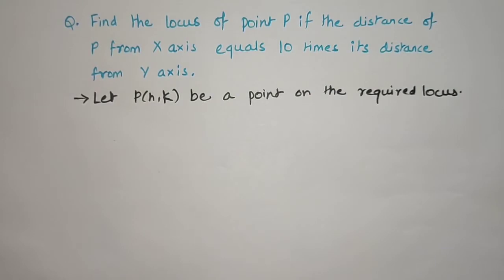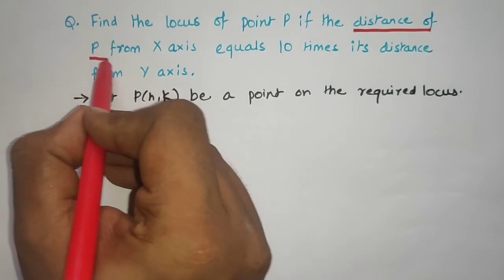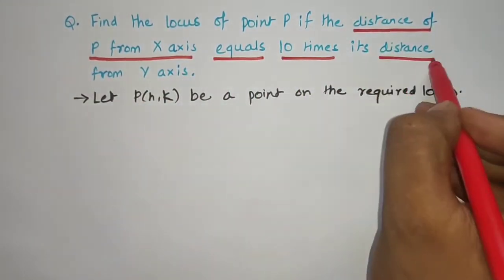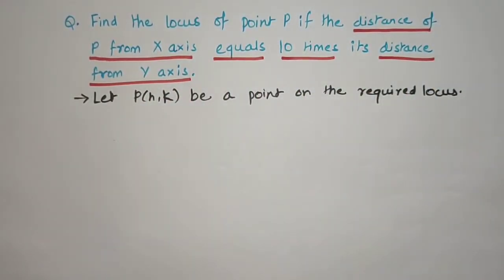Now that the first step is over, what is your second step? Your second step is to form an equation in terms of h and k using the given geometrical condition. Now look at the question, pause the video for a moment and try to guess what is the geometrical condition given. Okay, so let me just highlight the geometrical condition for you. The geometrical condition is the distance of P from the x-axis equals 10 times its distance from the y-axis.